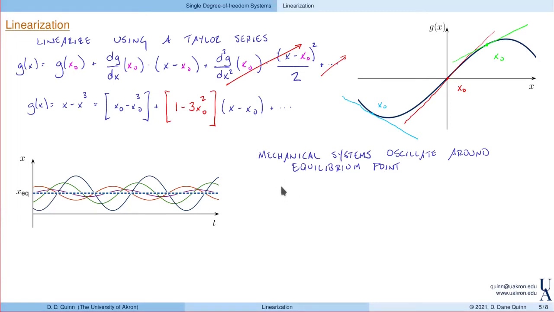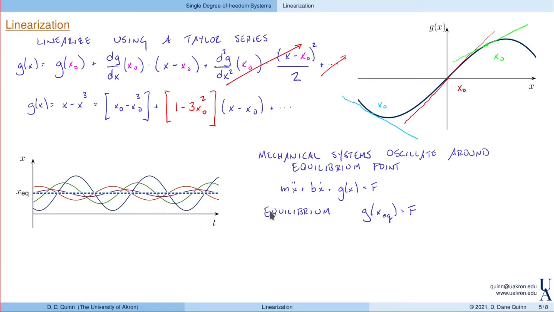So think about a general system. It might be m x double dot plus b x dot plus, now again, g of x is equal to f. So this could be a nonlinear stiffness kind of function. Well, the equilibria satisfy the equilibrium equation, which is g of x equilibria equals f. Because for an equilibrium point, x dot is equal to 0 and x double dot is equal to 0. That's what it means to be an equilibrium point.